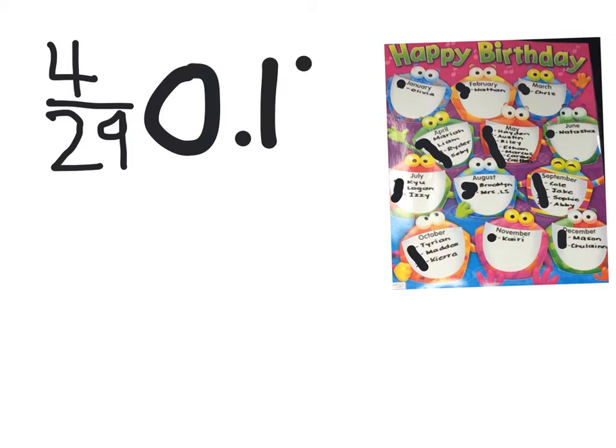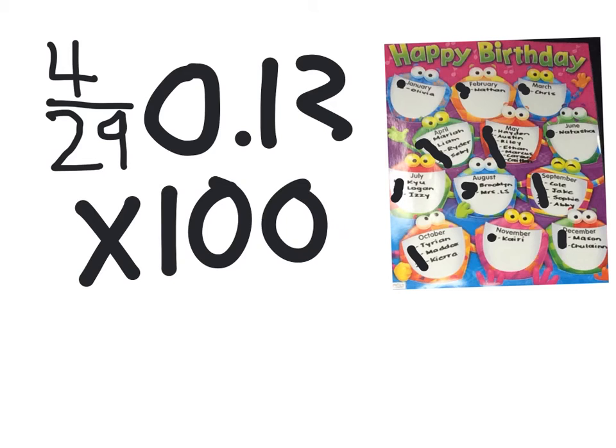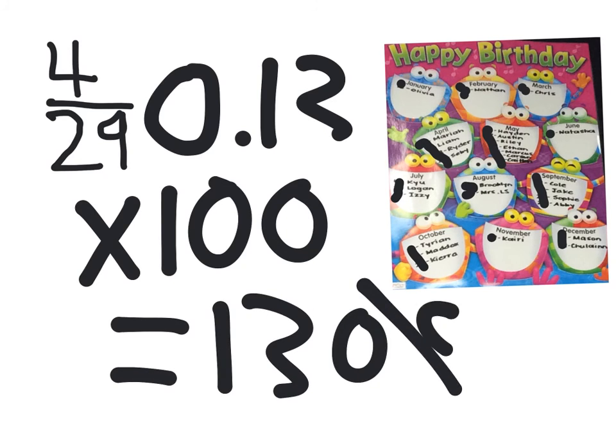Hey guys, today I'm going to be showing you how to find the percentage of kids that have birthdays in September. So there's 4 kids that have birthdays in September and 29 kids in the class. First step is 4 over 29. The decimal of that equation is 0.13, and you times that by 100, which equals 13%. That's your answer, 13%.